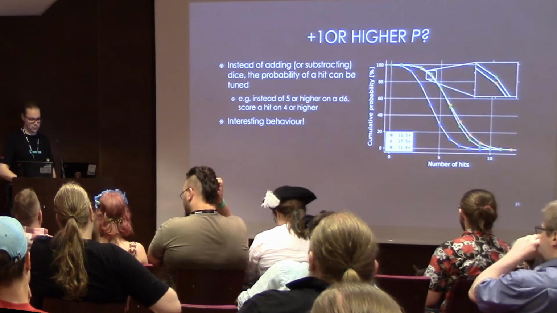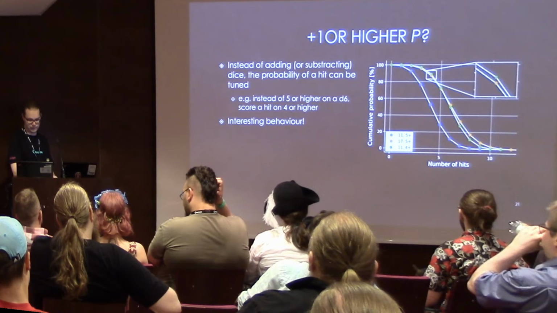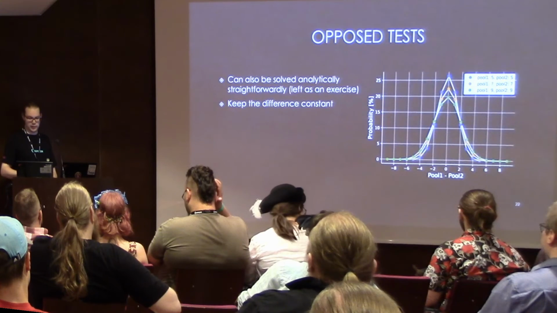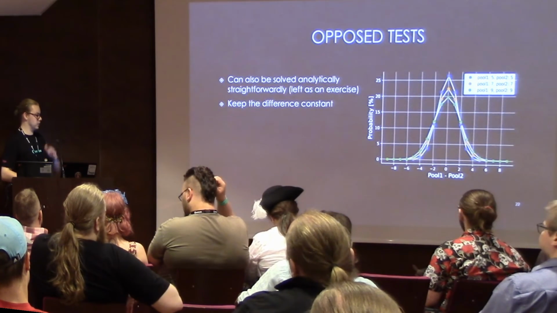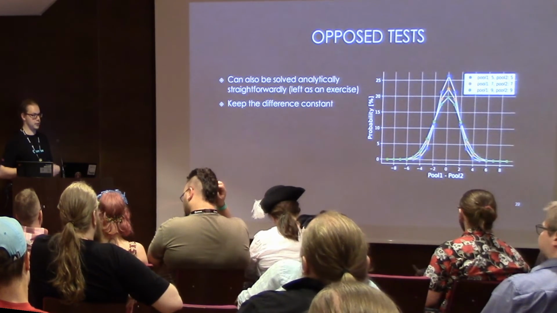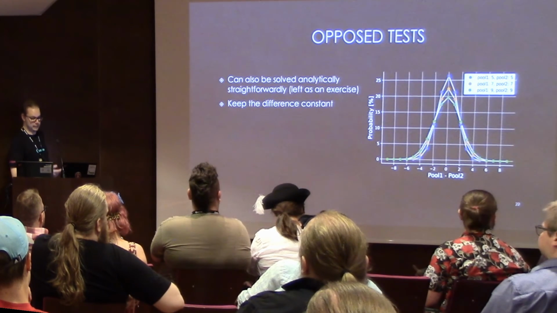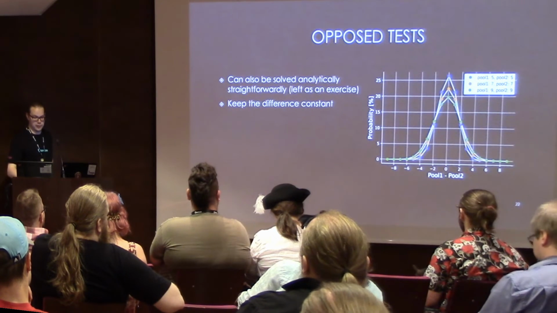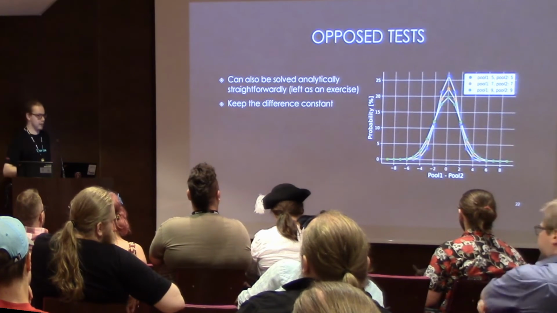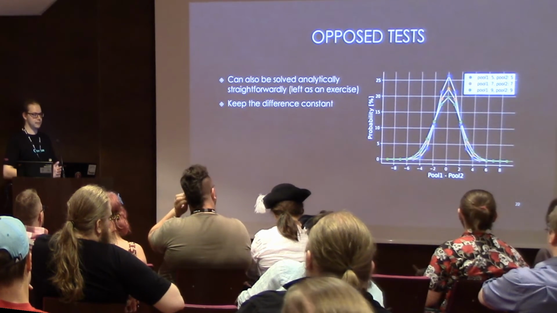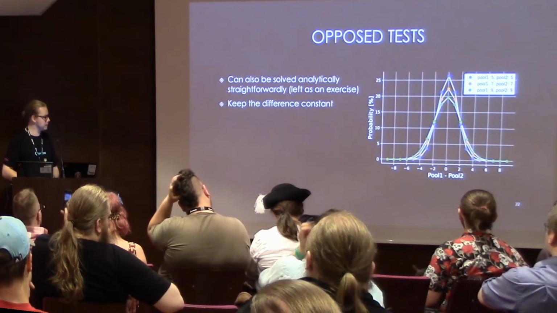Now we finally have a chance to move on to the opposed tests, which of course add another variable of their own. So again, opposed test: both of us have a dice pool, and we then compare the number of hits we get. So here's the first thing we want to learn about this, and note first that this can of course be done analytically, as almost everything with dice pools.